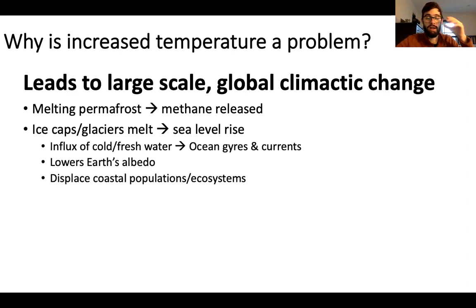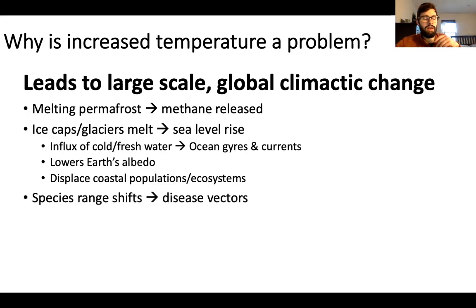Additionally, you're going to lead to melting of the ice caps. That's going to put a lot of fresh water into the ocean. It's going to lead to sea levels rising. It's going to change the ocean currents because you've got now a lot of cold water and it's fresh water. It's not salty. That's going to disrupt the ocean currents because the ocean currents depend on the salinity and the temperature. It's going to lower Earth's albedo, which I'll talk about more in a couple of minutes, and it's going to displace any populations of people, cities, but also ecosystems that are on the coast. As the sea level starts to rise, they're going to have to migrate inland.